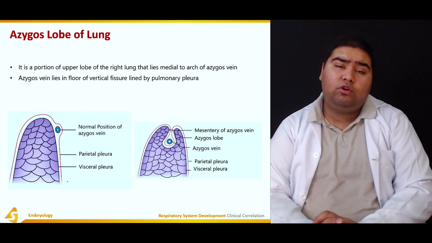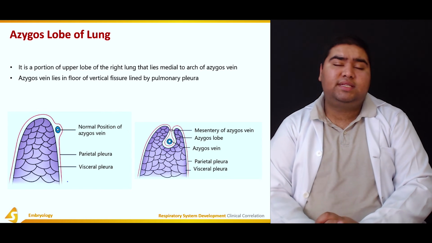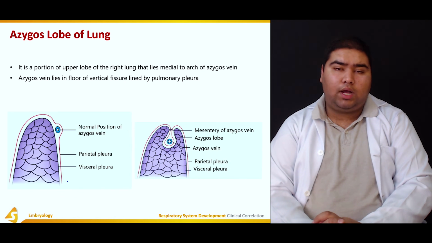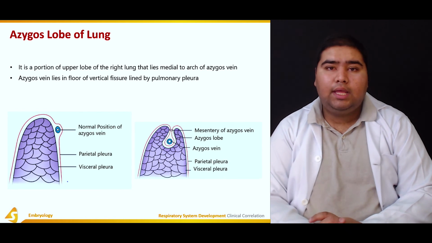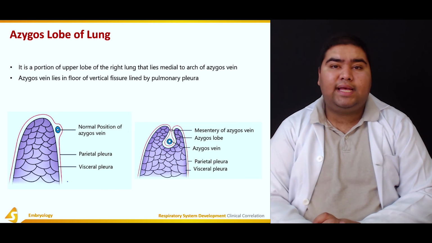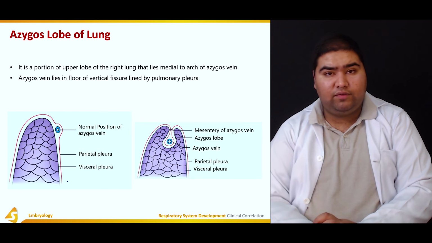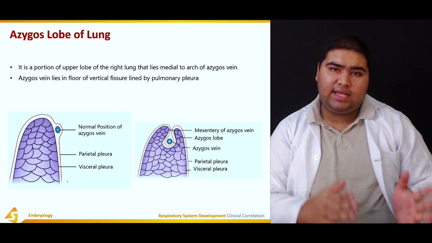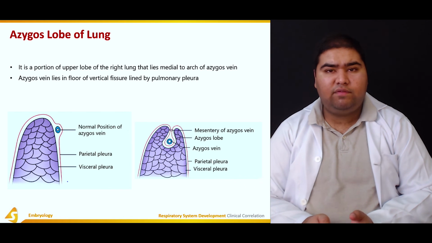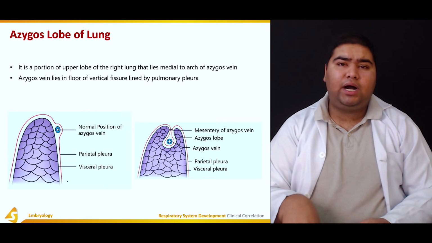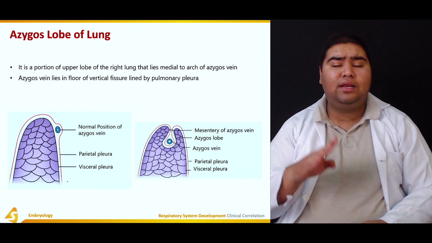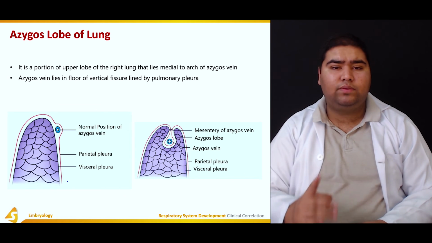The azygous vein lies in the floor of the vertical fissure, which is lined by the pulmonary pleura. So I know it's a mouthful and not very interesting, but where does the azygous vein lie? The azygous vein lies in the floor of the vertical fissure. Alright. The vertical fissure is lined by the pulmonary pleura. So any part of the upper lobe of the lung that lies medial to this azygous vein is the azygous lobe of the lung.